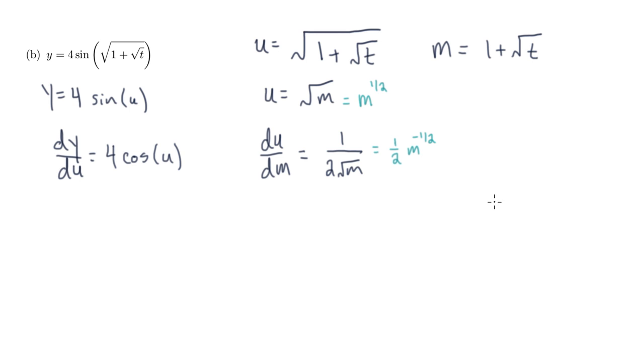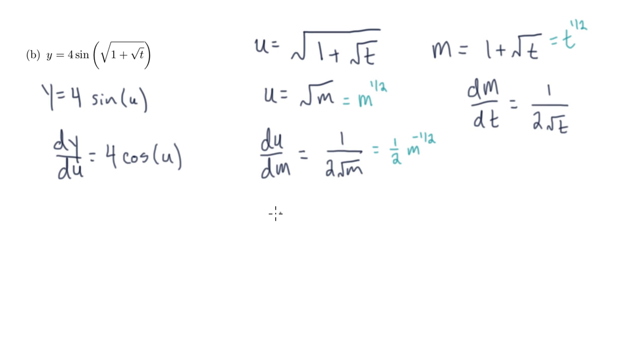Okay, so we're not quite done. We also need to take the derivative of m with respect to t. But this will just do. So dm/dt is going to be 0 plus the derivative of square root of t. But we just found that. That's going to be 1 over 2 root t, again just using the fact that square root of t is t to the 1/2 and applying the power rule.